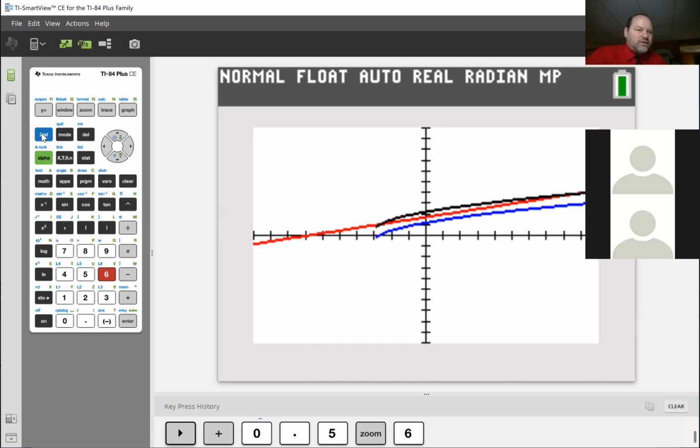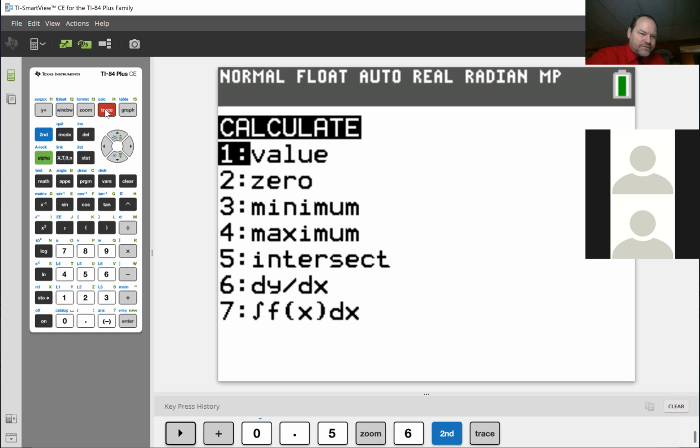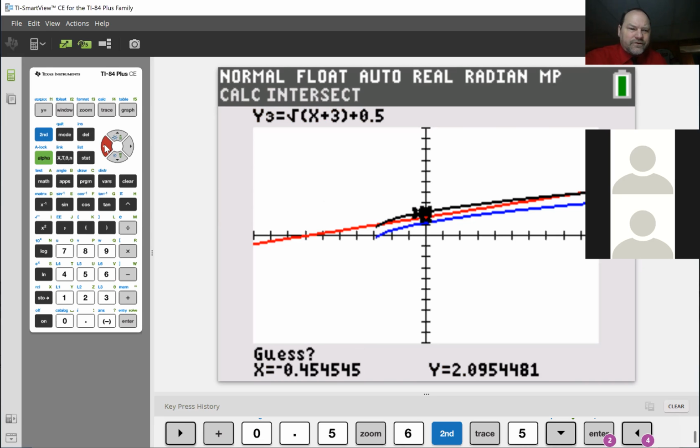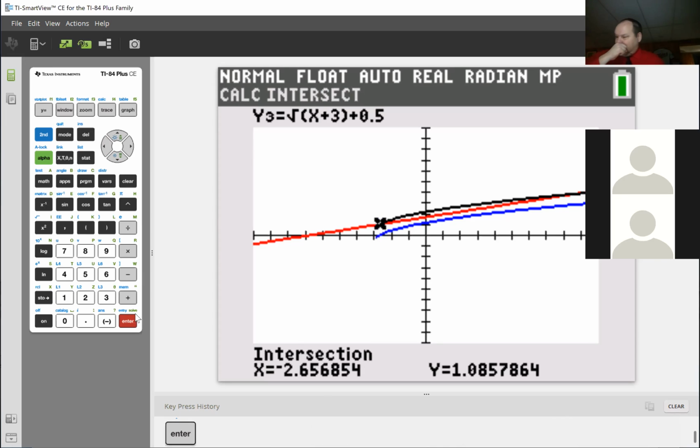So again, one of our all-time favorite functions on the calculator. If I go second trace, I can use option 5 to find points of intersection. I don't want the blue graph. I do want those two. And my first guess is this point right here. 3 decimal places on the AP exam, so negative 2.657 as an approximation.